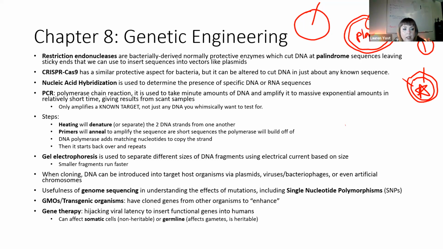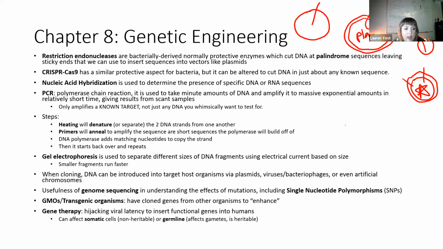So CRISPR-Cas9 is a system that's normal for bacteria as a protective mechanism against foreign DNA. But we can use it to cut DNA at specific sequences and potentially even alter it at the germline level, so the reproductive cell level.